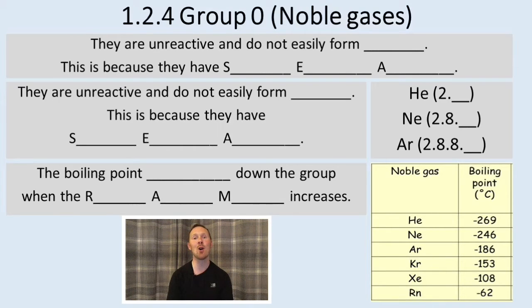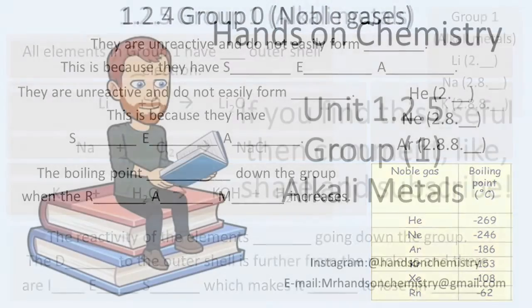That's the same with the noble gases. As the relative atomic mass increases, the intermolecular forces increase. Make sure you know why group 0 are unreactive and why the boiling point increases as you go down the group.